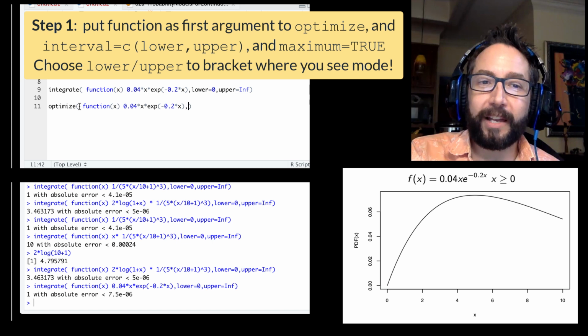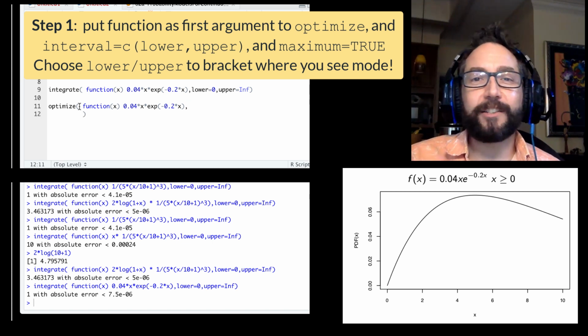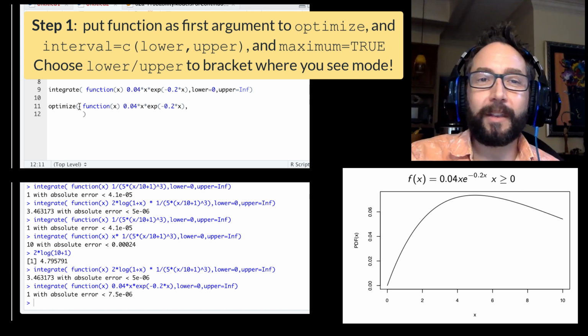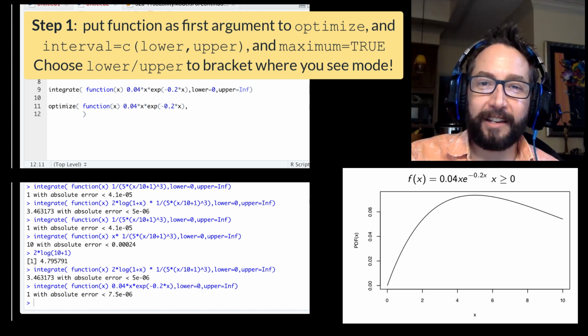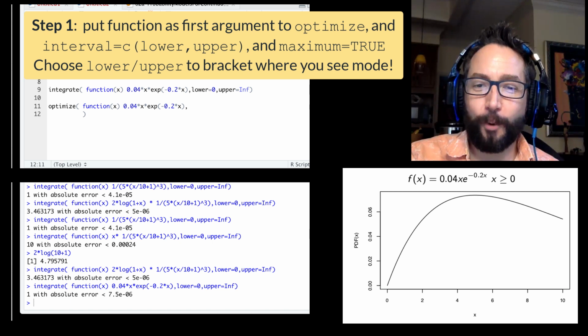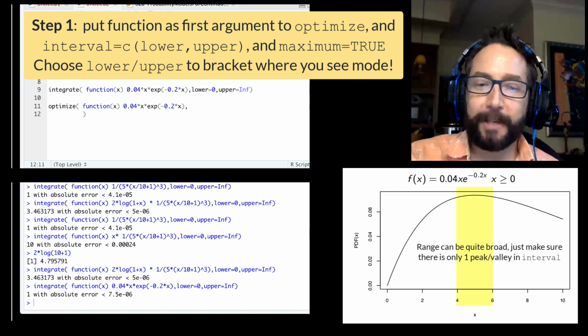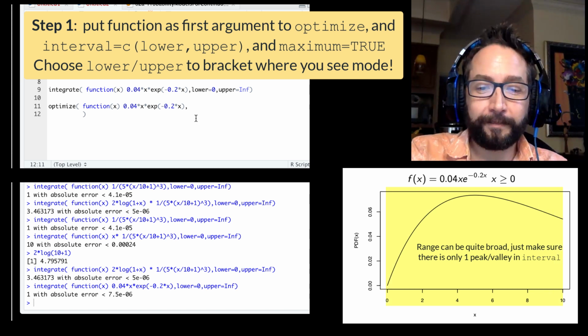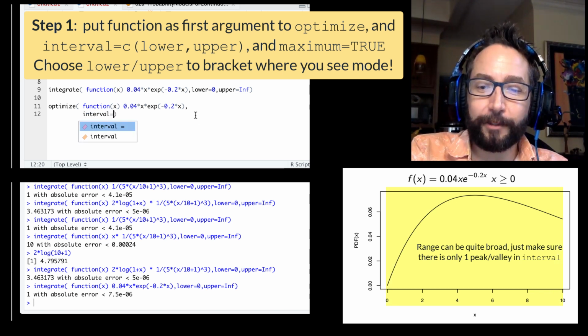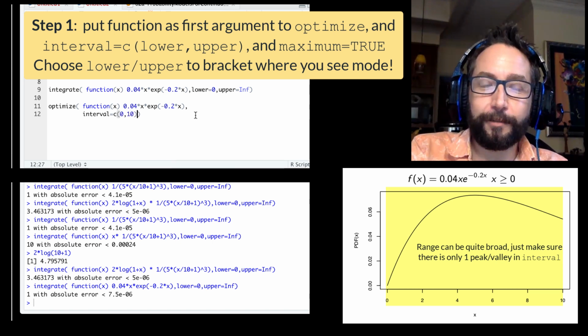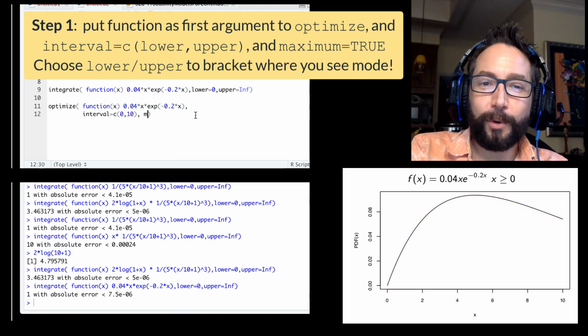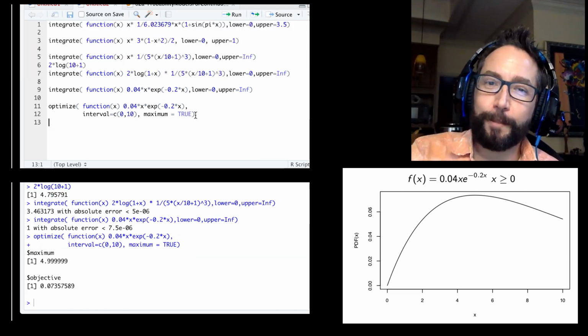And then what R would like to know is, okay, well, where should I search for this peak? So if we go back and look at the shape of our probability distribution, we see that it's happening somewhere between 4 and 6. Let's go ahead and give it a bigger range of 0 to 10 here. It just needs a range to look over. And so we'll have that be the interval argument. We'll say to search from 0 to 10. And we're going to tell it, hey, let's try to find the maximum. Maximum equals true.